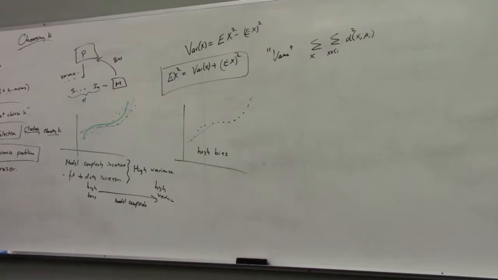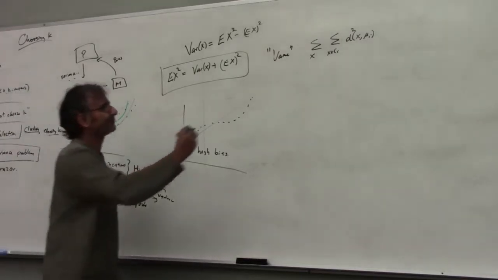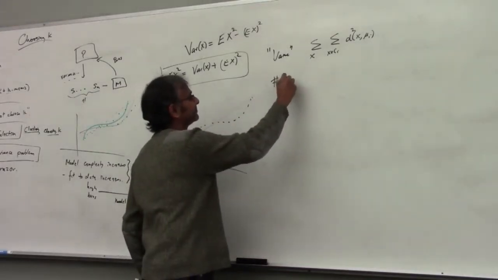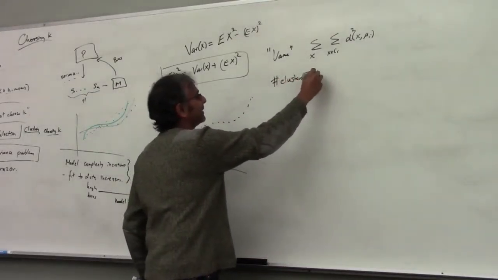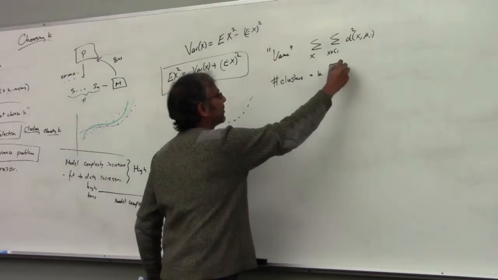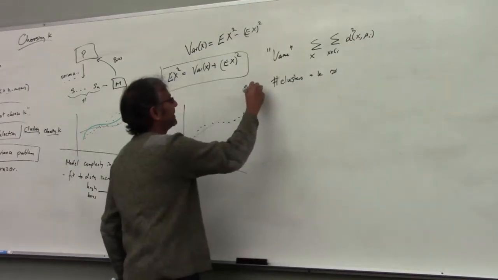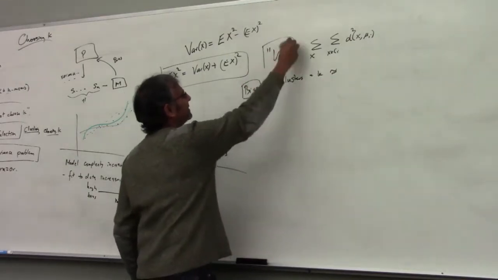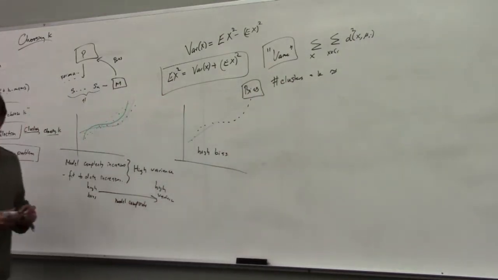The bias here, so high bias, low model complexity, is captured in terms of K. So the number of clusters is basically a proxy for your bias term. This is your bias term here, and this is your variance term here.